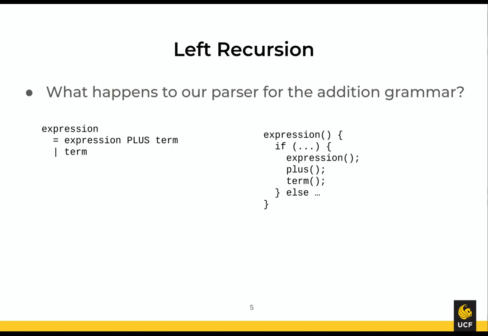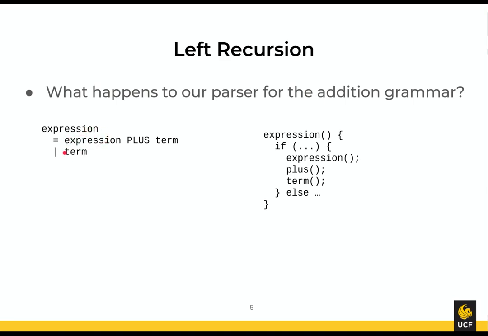What happens if we have, say, 2 plus 2 plus 2? If we had just 2 plus 2, expression would get called with the 2, then plus would get called with the plus, and then term would get called with the 2. But if we have 2 plus 2 plus 2, wouldn't it be possible that term would take the second 2 plus 2? Well, I think what you're starting to get at is that expression and term are kind of hard to tell apart.